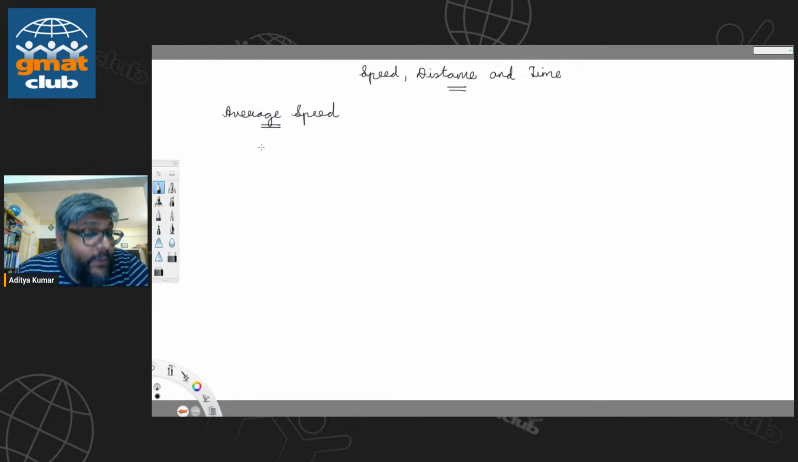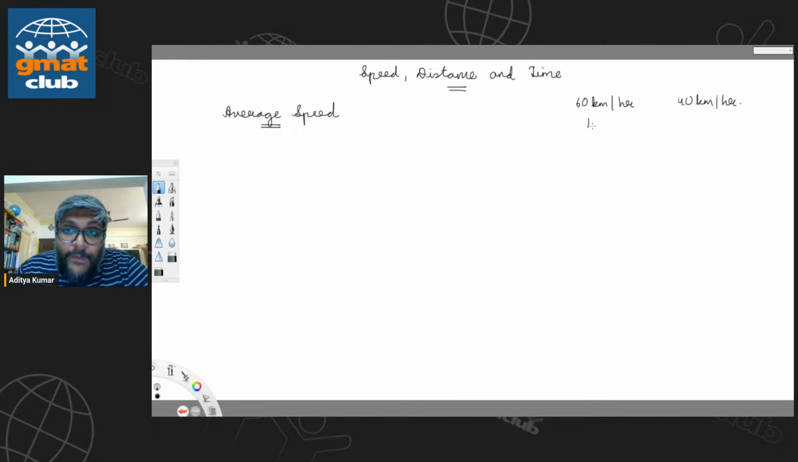And if I want to calculate the average speed, I cannot add the speeds of every part of my journey and divide by the number. Why? Because average speed is weighted in nature. It depends upon distance and time. So if you're traveling for one part of your journey at 60 kilometers per hour, and then you're traveling for another part of your journey at 40 kilometers per hour, if I ask you what is the average speed of the entire journey, I can't do 60 plus 40 divided by 2. Why? Because your average speed depends upon the time that you take to travel at that particular speed, right?